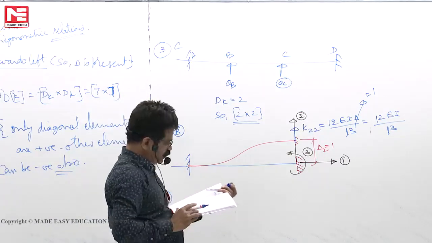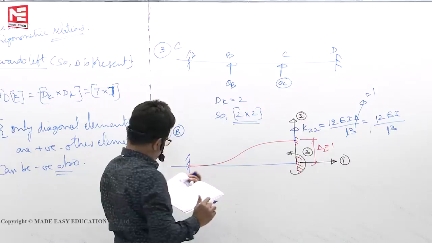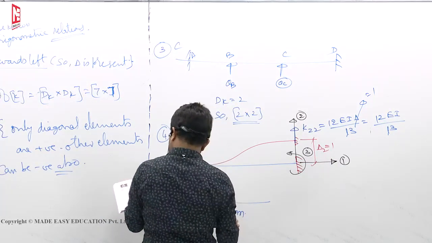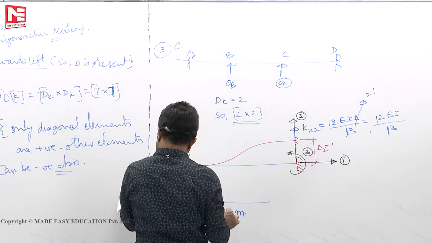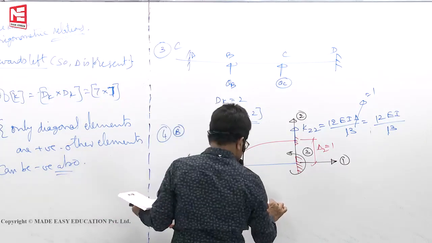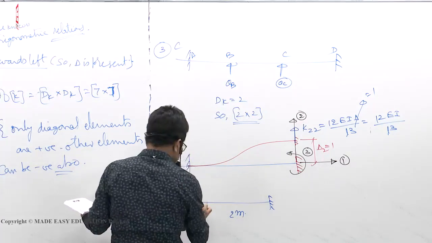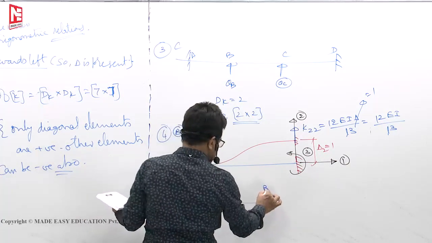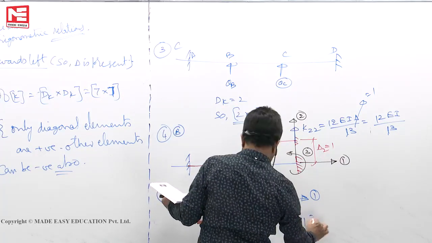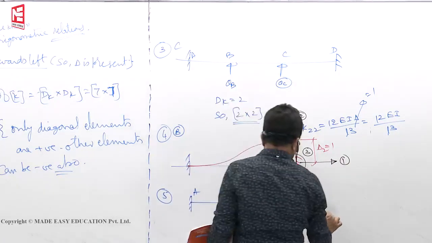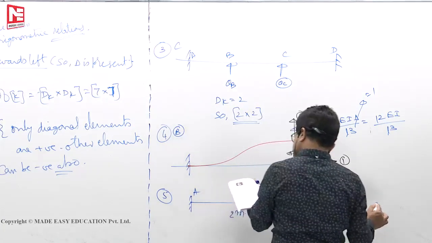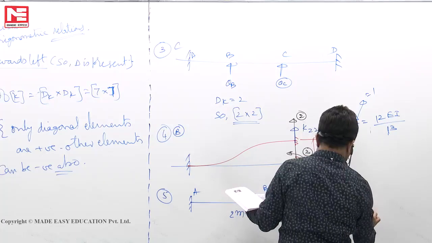Next, fifth one. For a plane truss member, length is 2 meters. E value is given. Cross section is 200 mm square. Stiffness coefficient with respect to local axis. That means local axis means this member ABC. This is the coordinate 1. K11. Local axis you are taking. AE by L. What is the cross sectional area he has given? 200 mm square.